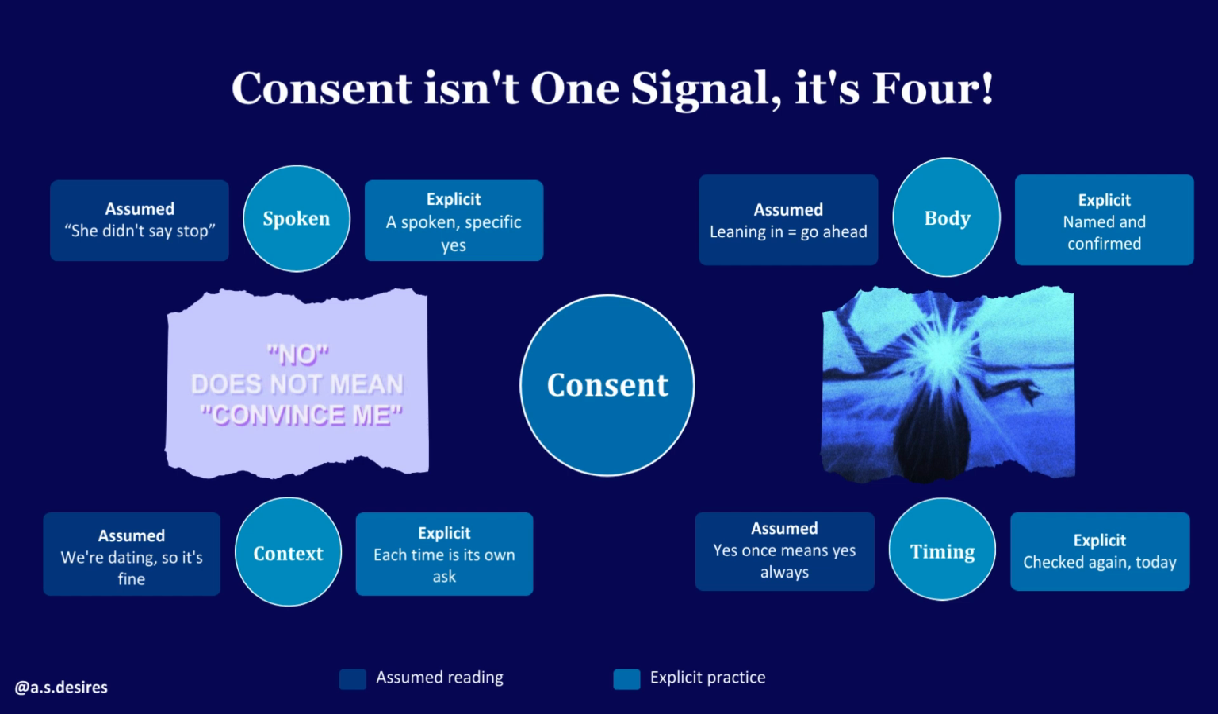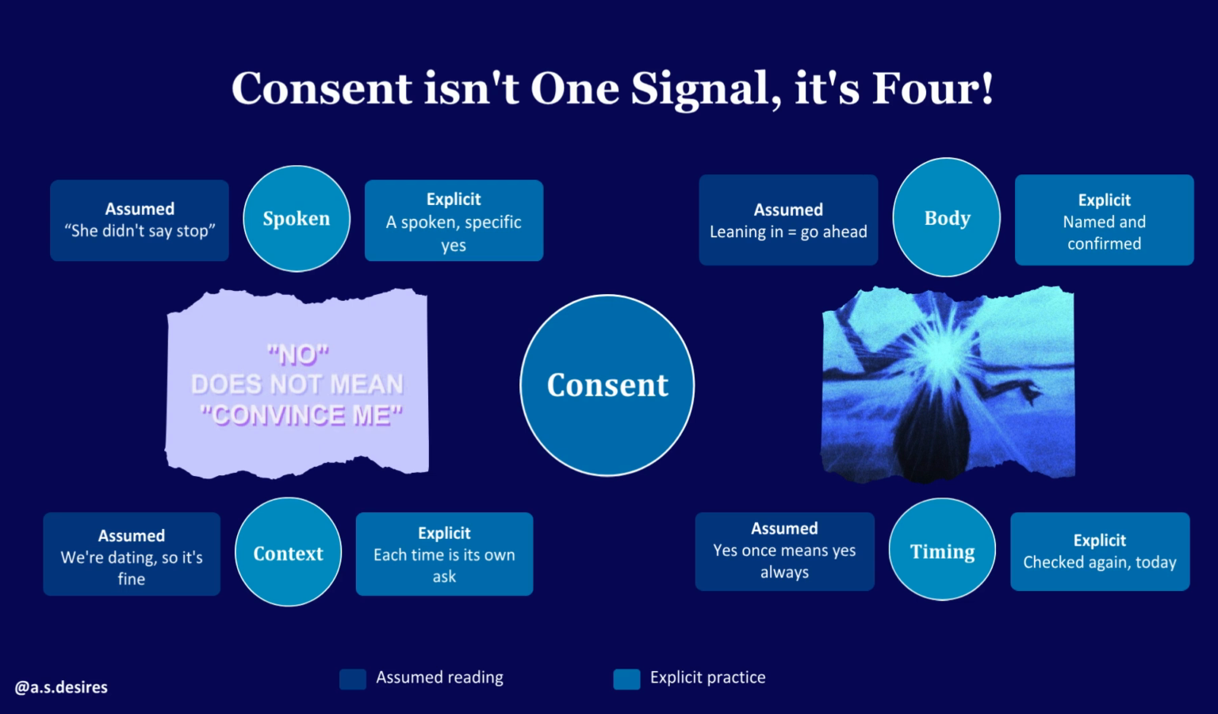Body. The assumed version treats leaning in as an automatic permission. The explicit version names what's happening and gets it confirmed out loud. Context. The assumed version says, we're already dating, so it's fine, using relationship status as a stand in for consent. The explicit version treats every single time as its own separate ask.